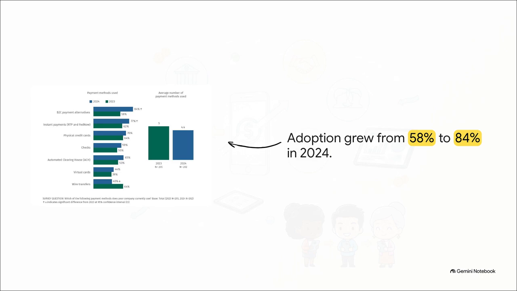There's been a massive year-over-year jump in businesses adopting digital alternative payments. According to recent survey data, the adoption of B2C payment alternatives, just like Zelle, literally surged from 58% in 2023 up to a whopping 84% in 2024 among mid-sized companies. Traditional wire transfers are just plummeting, while instant digital payments are completely taking over.